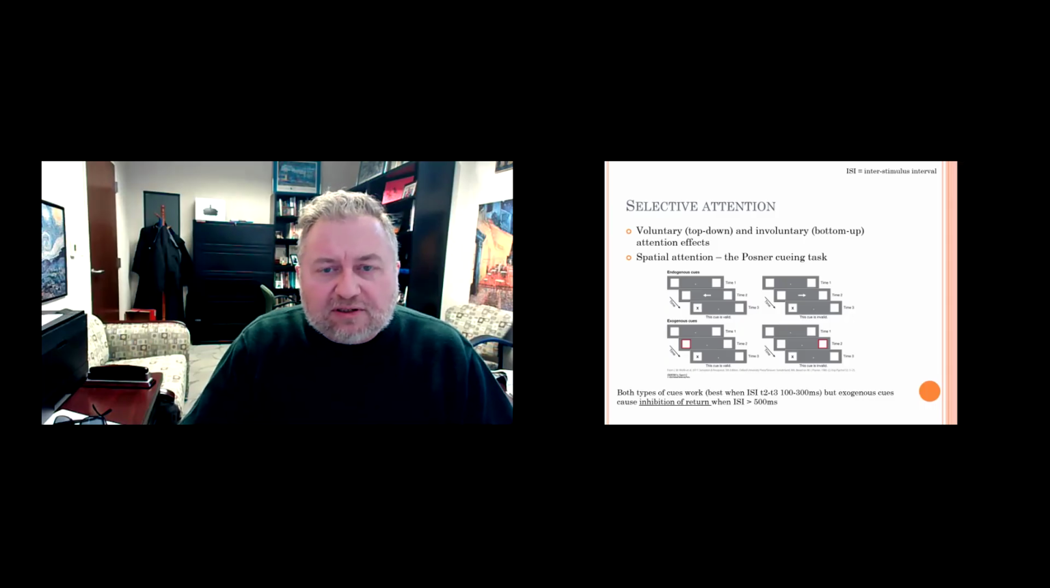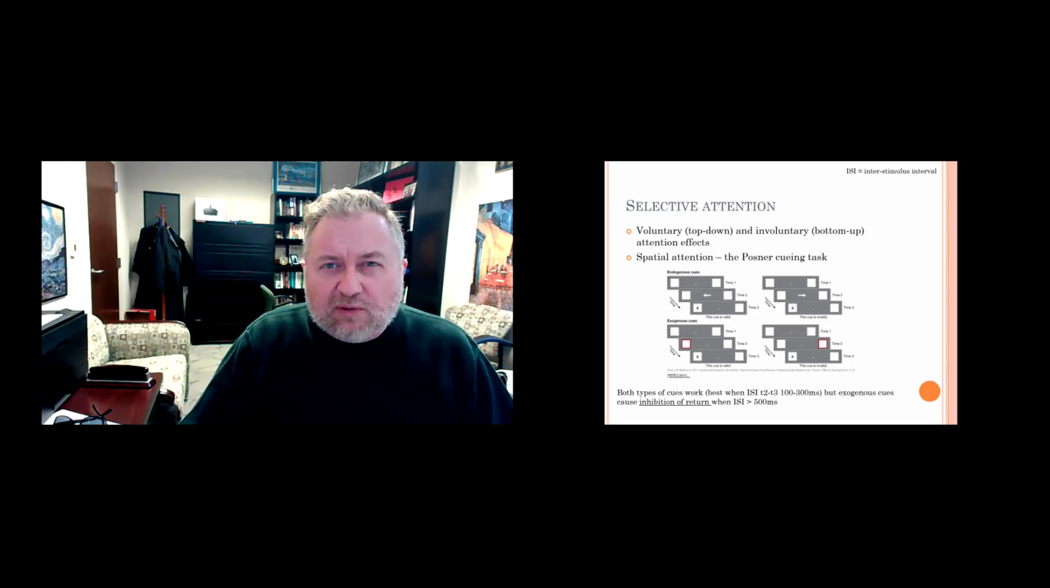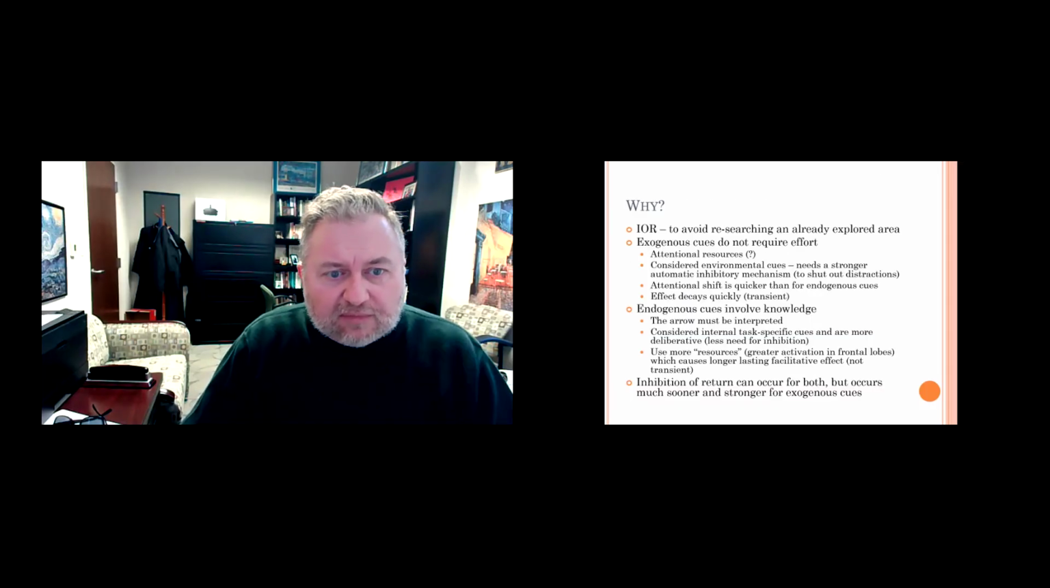But this doesn't happen so much with the endogenous cues. There are ways to induce inhibition of return with endogenous cues, but we see this effect much more strongly with the exogenous cues. So now this raises a bunch of questions, right? Why is the exogenous cue condition so much more likely to generate inhibition of return? So let's come to this point.